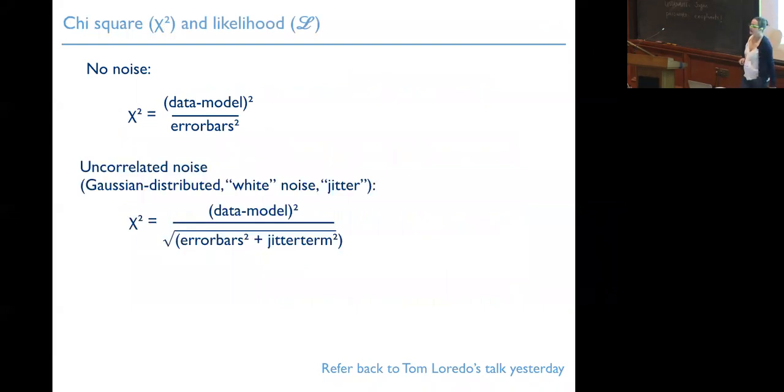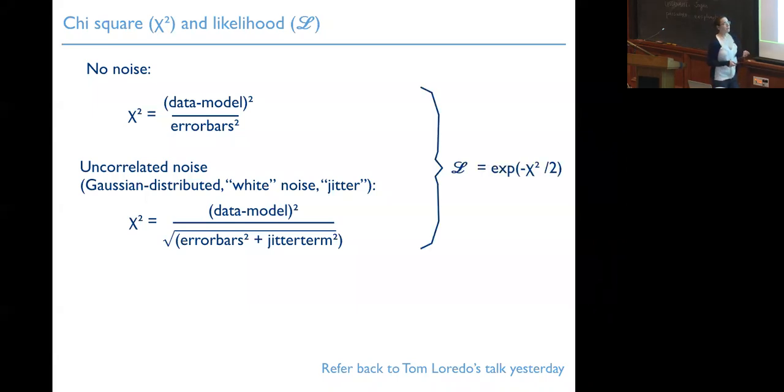And you can extend that to include uncorrelated noise, so noise that is random, that is Gaussian distributed, that we call white noise because it's wavelength independent. I think that's an old term that we are moving away from. We call it jitter as well. This is typically a constant that you can add in quadrature to your error bar. And in those two frameworks, the likelihood is just the exponential of minus chi-square over 2. So the two have a very simple relationship to each other.